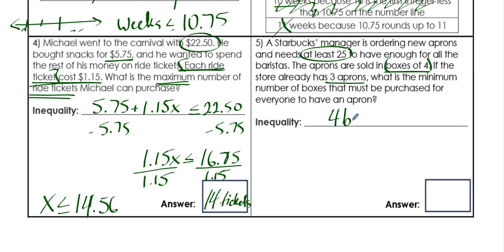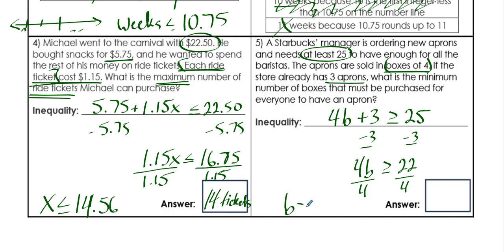So we're going to multiply 4 times some number of boxes plus the 3 that we already have, and we need at least 25. We could have 25. Seems like there's 25 baristas. We could have that number, or we can have more. So we'll subtract 3 from both sides. 4 times b is 22, so that's the number that we actually need to buy, and divide that by 4. So b has got to be greater than or equal to 5.5. So we need 5.5 boxes to have exactly the right amount. So that means we need more than 5. We're going to need 6 boxes.